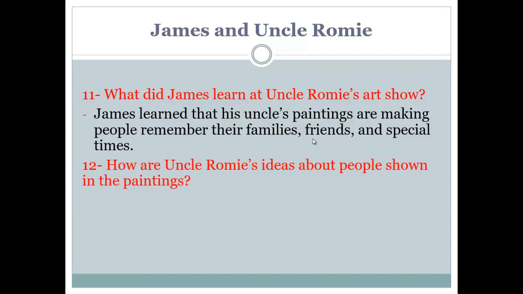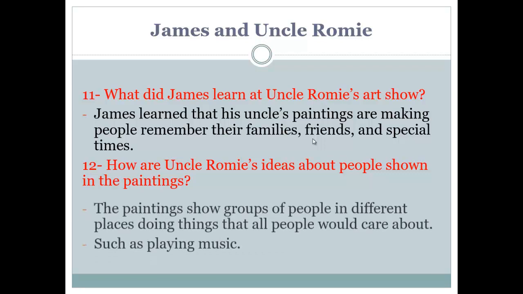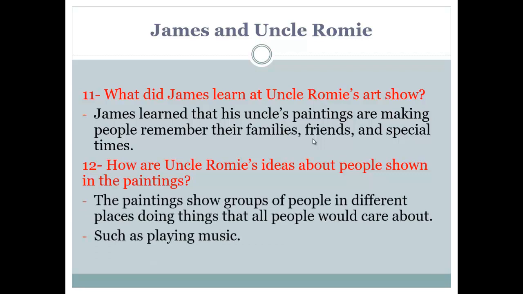How do Uncle Romy's ideas about people show in the paintings? As we said before, Uncle Romy believes that people may live in different places but they could care about the same things. How is this idea reflected in the paintings? The paintings show groups of people in different places doing things that all people would care about, for example, playing music. All people could care about playing music. So his idea about people is reflected in his paintings.